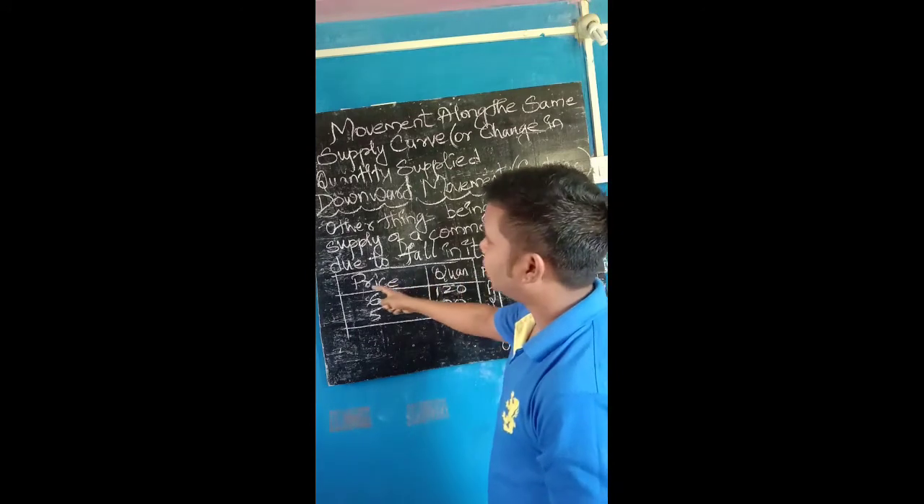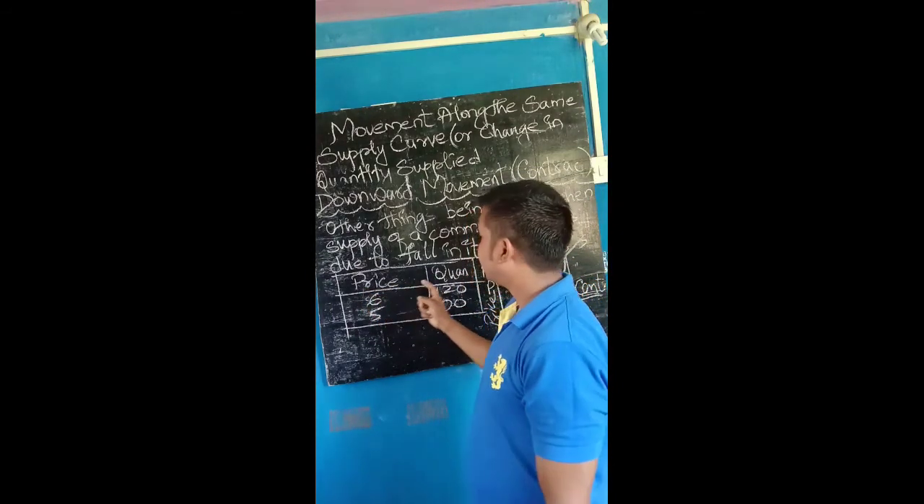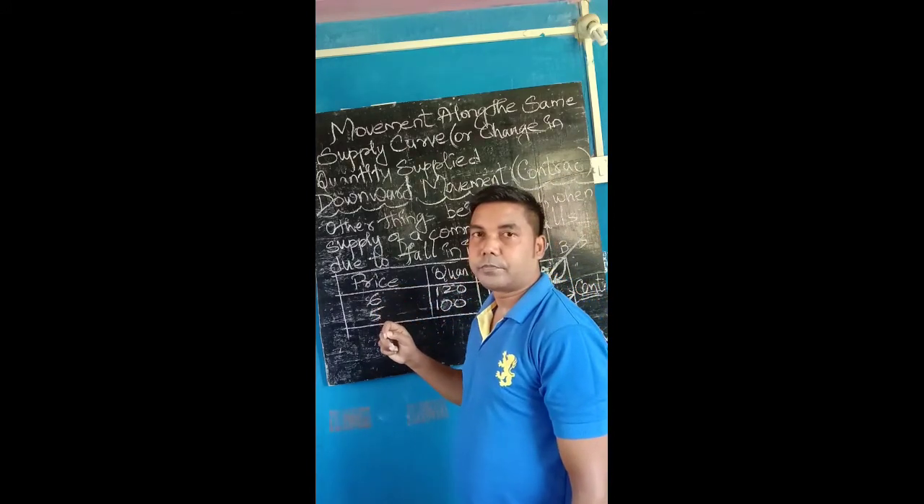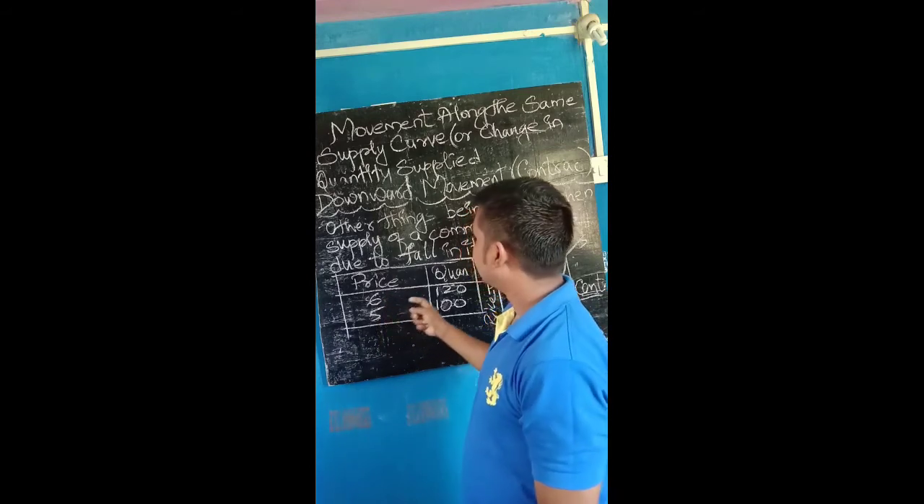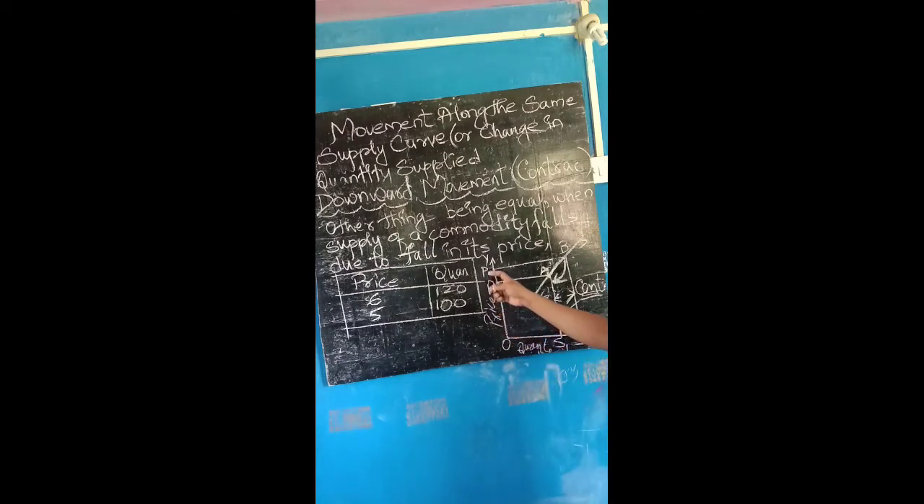Downward movement. See, downward movement, when the price is 6, the quantity supplied is 120. When the price decreases from 6 to 5, the quantity supplied also decreases from 120 to 100. Okay, you can see the chart. When the price is OP, the quantity supplied is OS. When the price decreases from OP to OP1, the quantity supplied also decreases from OS to OS1. You can see the downward movement of the supply curve, and this gap is contraction.